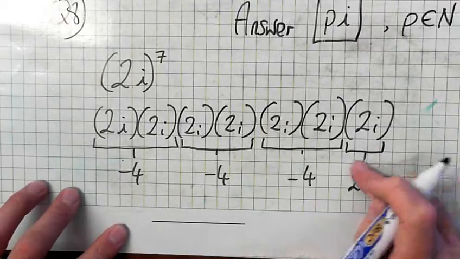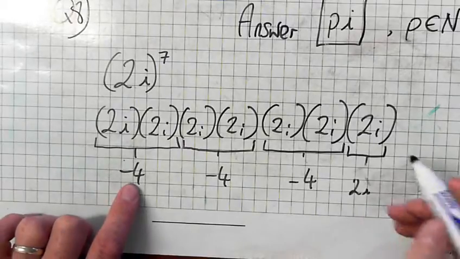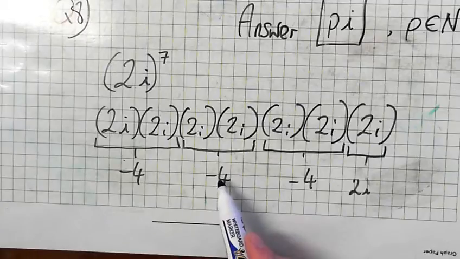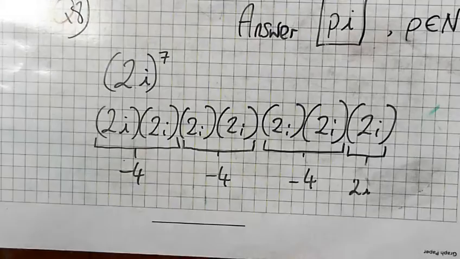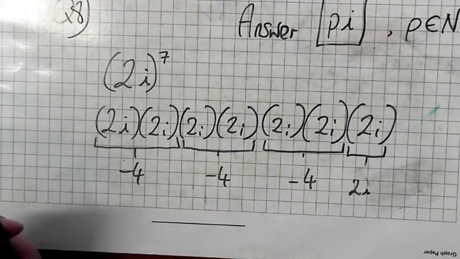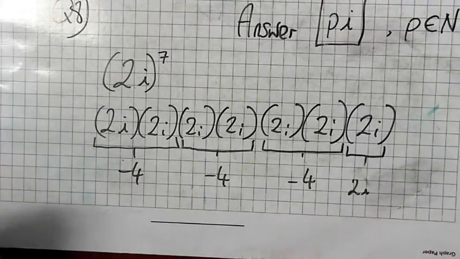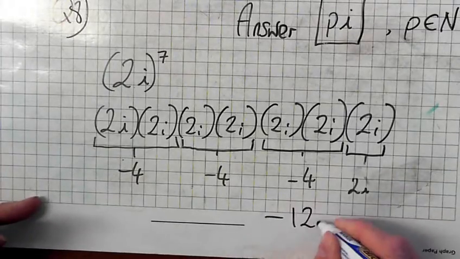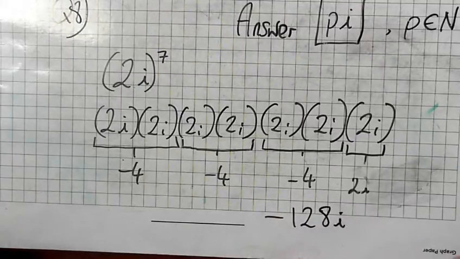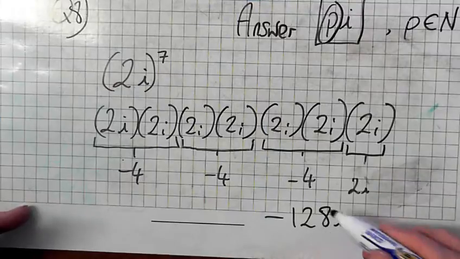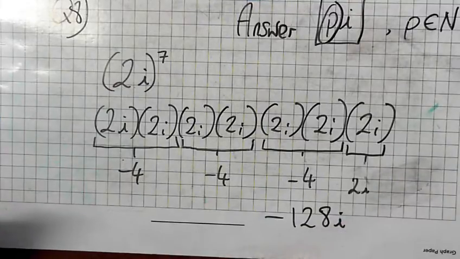And then we've got this bit here, 2i. Alright, so first of all, we'll multiply, because all these are multiplied. Minus 4 times minus 4 is 16, times minus 4 is minus 64, times 2i, minus 128i. Alright, so p, the number, is minus 128, so the answer is minus 128i.